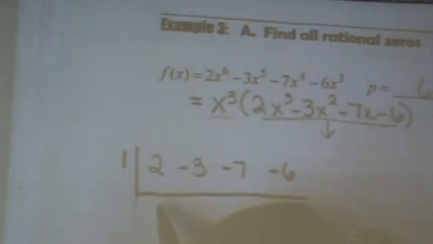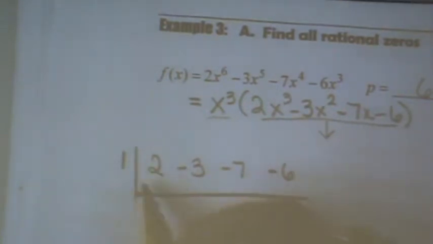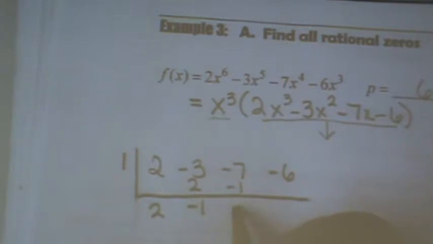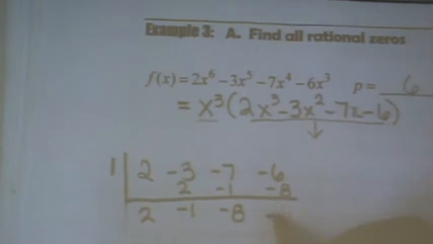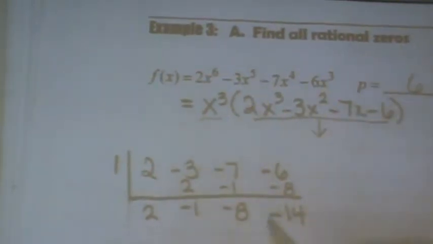Okay, so bring down the 2. 1 times 2 is 2. Add, multiply, add, multiply, and I already know this isn't going to work. I get negative 14 here. Sometimes I stop right there. If I know I'm not going to get a 0, I just don't finish it.